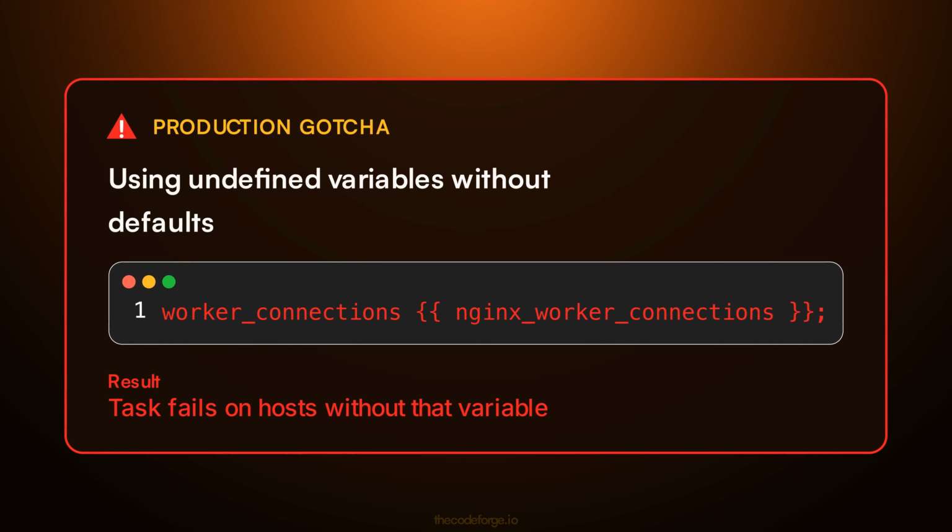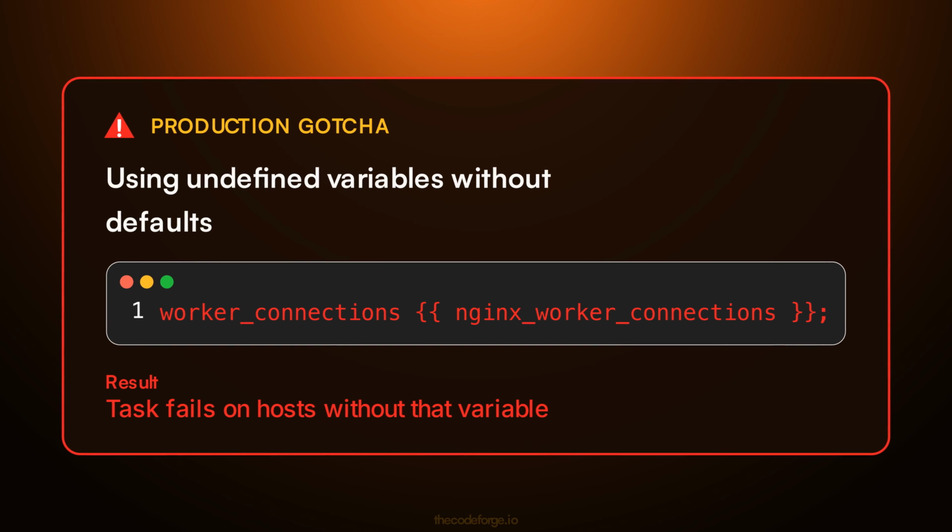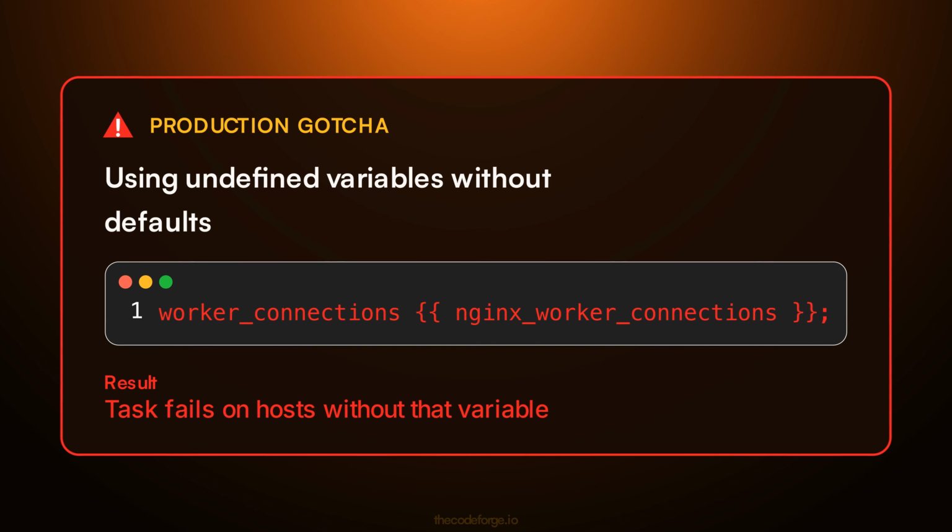If a template variable is undefined, the task fails. Use the default filter to provide fallbacks, e.g., nginx_worker_connections | default(1024). Also, beware of whitespace control with Jinja2's trim_blocks.